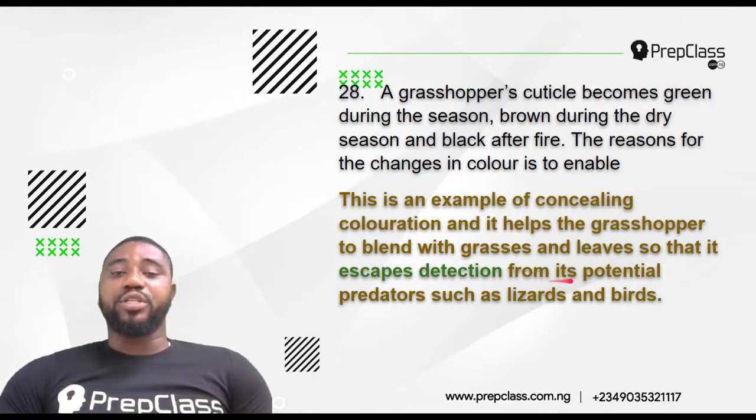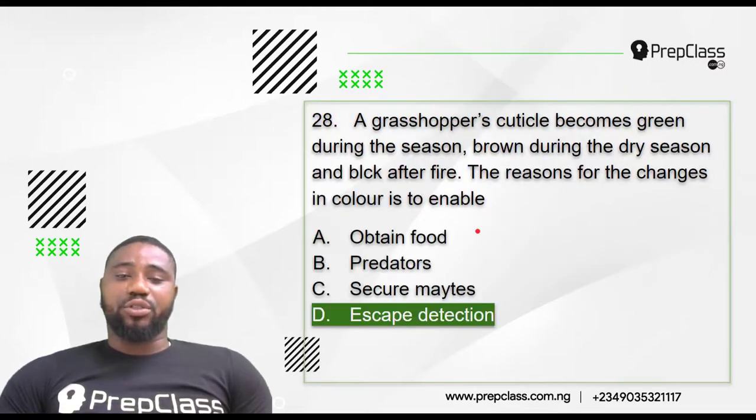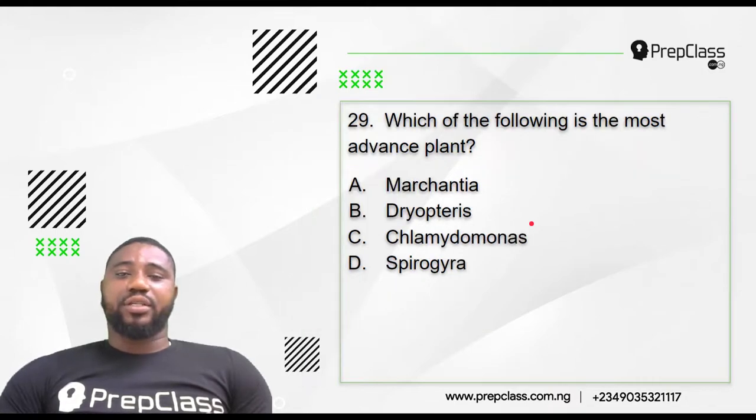Escape detection from its potential predators. So the answer is escape detection. Option D is the correct answer. Escape detection. 29. Which of the following is the most advanced plant?